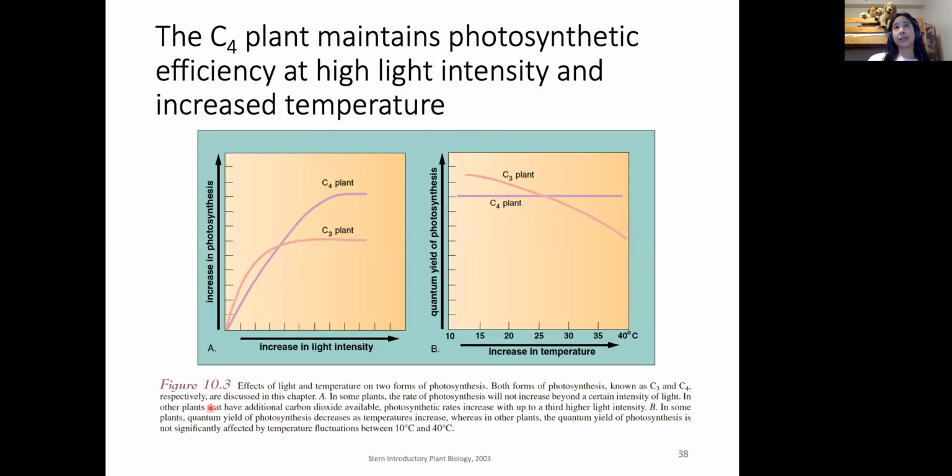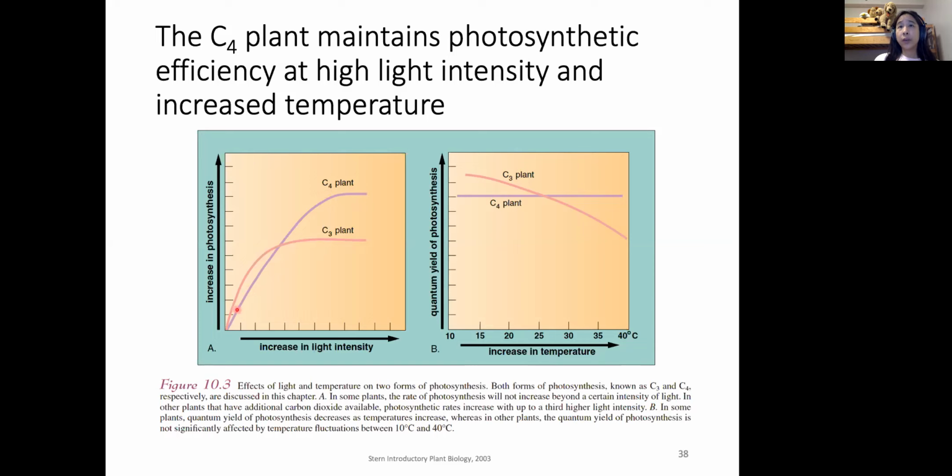Here is the efficiency of C3 and C4 carbon. So we have two situations. The left panel is the light intensity and the increase in photosynthesis. The right panel, we are considering the increase in temperature and again, the photosynthetic rate. You have two lines on the graph, C3 in pink and C4 in violet or purple.